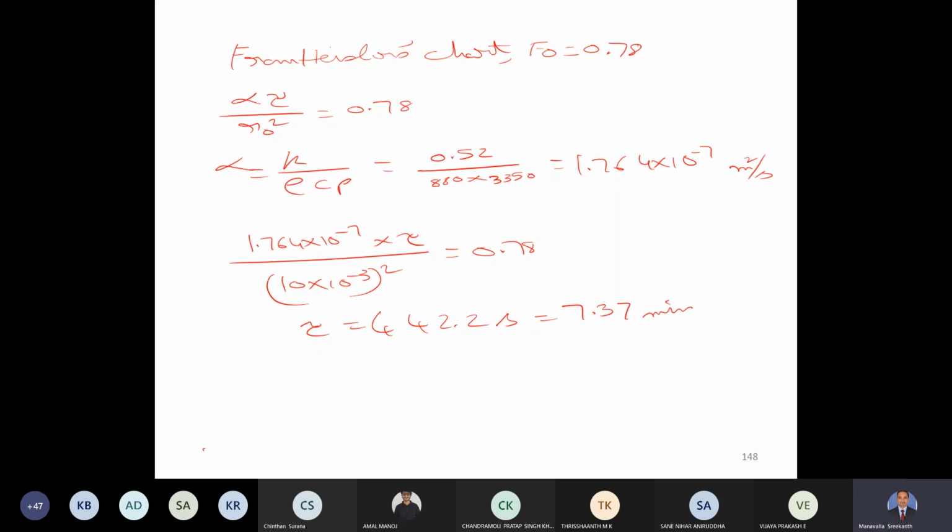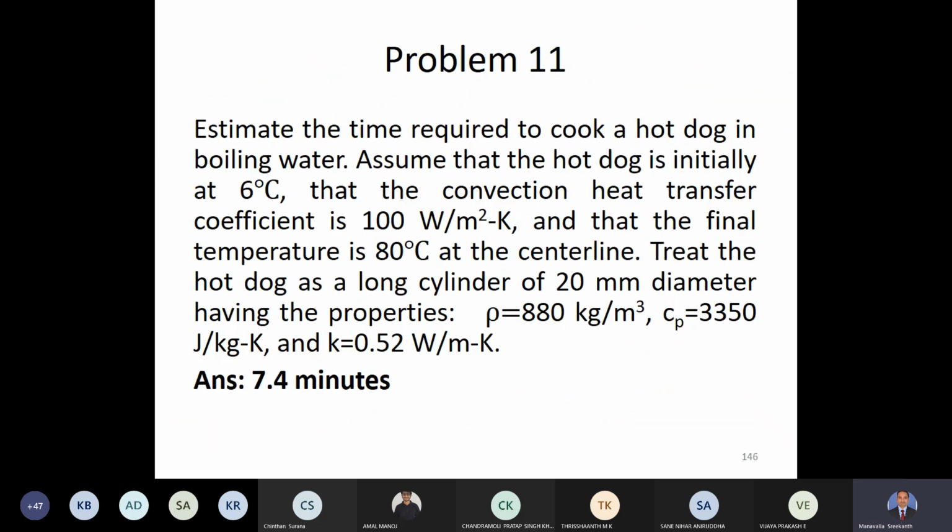So that is how long it takes for the center to reach that temperature. That means you will have to wait at least for 7.37 minutes to fully cook this hot dog. So that's the meaning of this answer. So the first part of the question is answered. Is there any other part?